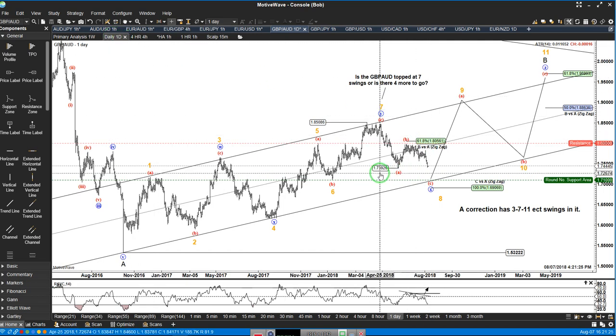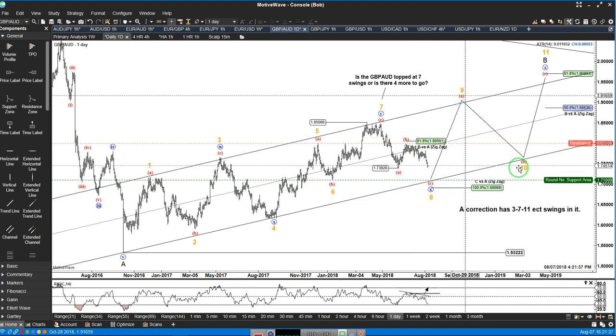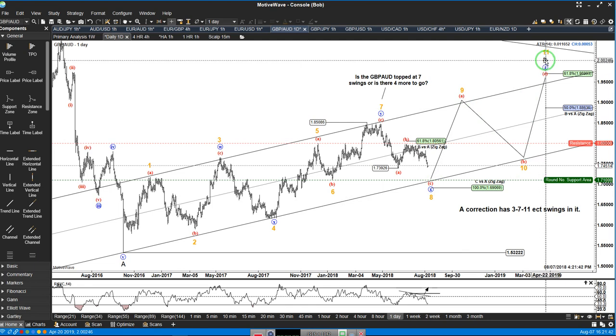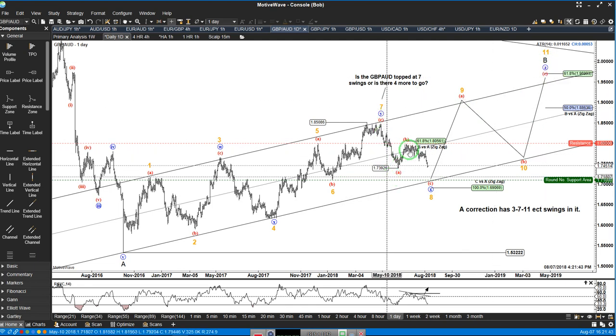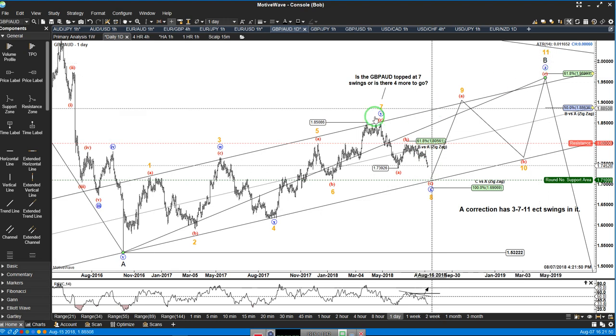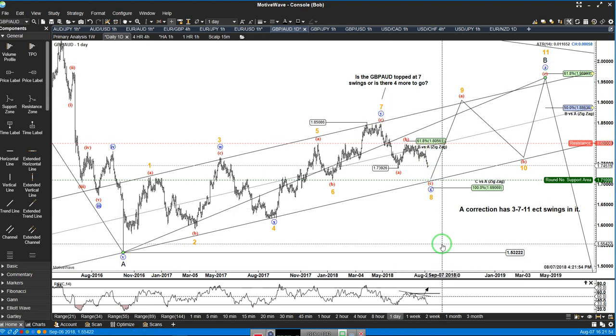If that 7392 breaks, which I think it's going to, then I'd be looking at 71, maybe even 69 if it hits the 2 equal legs. This could be swing 8, then we would look for 9, 10, 11 up. A more aggressive view is that this is a 1, 2, and this is starting a third wave, or wave 1 of 3. This B wave could be done right here at 7 swings, and it continues to drop.